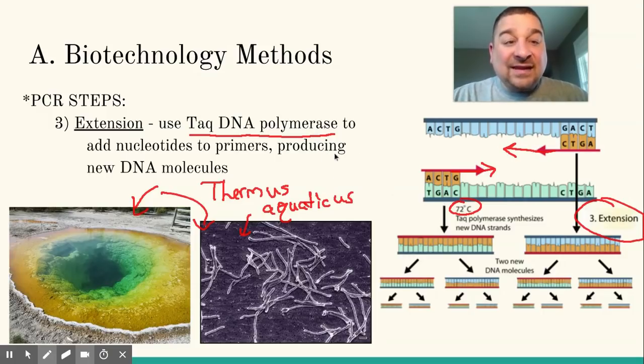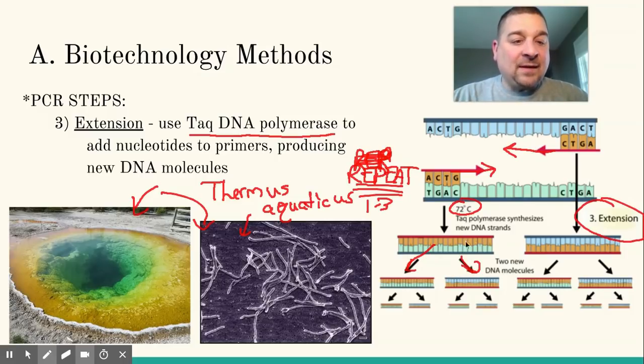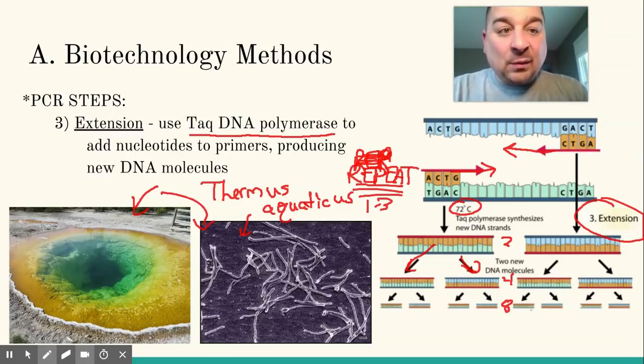And what we do is we repeat these 3 steps, steps 1 through 3, over and over again. So then the next cycle, we went from 1 strand. After 1 cycle, we have 2 strands. After 2 cycles, 4 strands. After another cycle, 8 strands. So it starts to multiply this gene that we want to make a copy of.